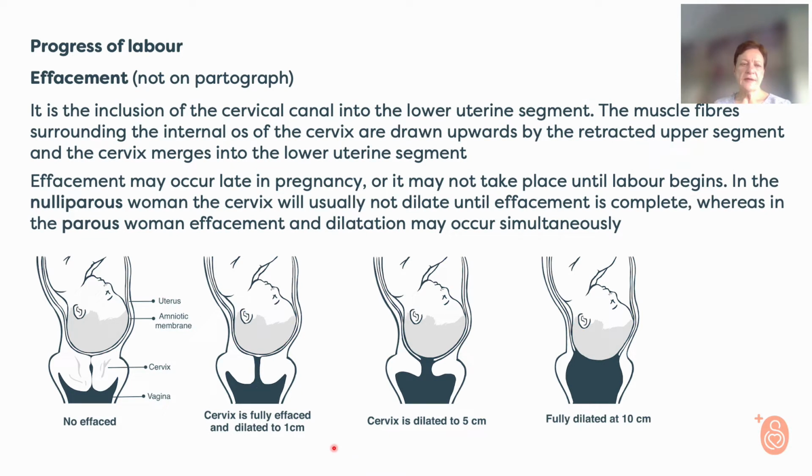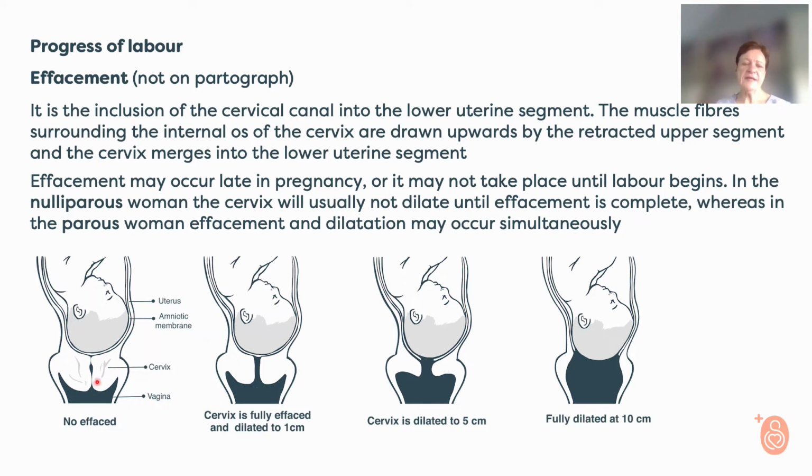Now, another aspect of the cervix that goes with dilatation, and that's also very important for the progress of labor, is effacement. There's not a place on all partographs to record effacement. Some of the partographs, like the one that we are using here, have effacement on it, and some partographs do not. Effacement means literally that the cervix has been taken up as part of the lower segment of the uterus.